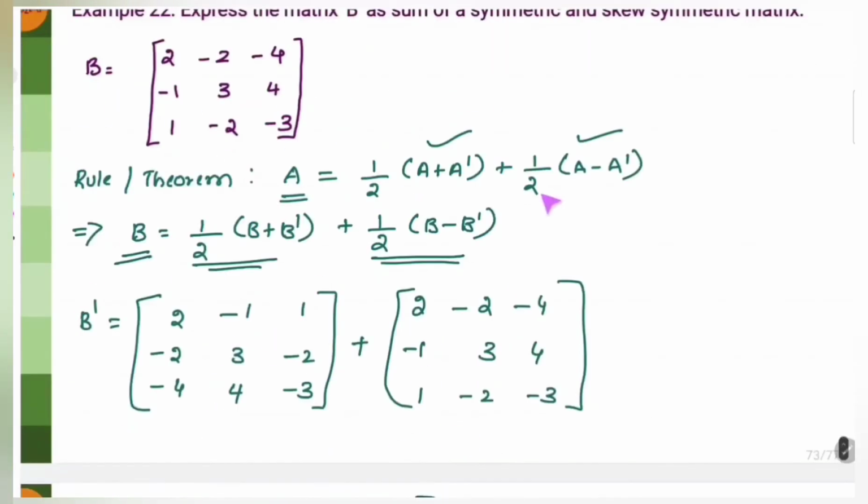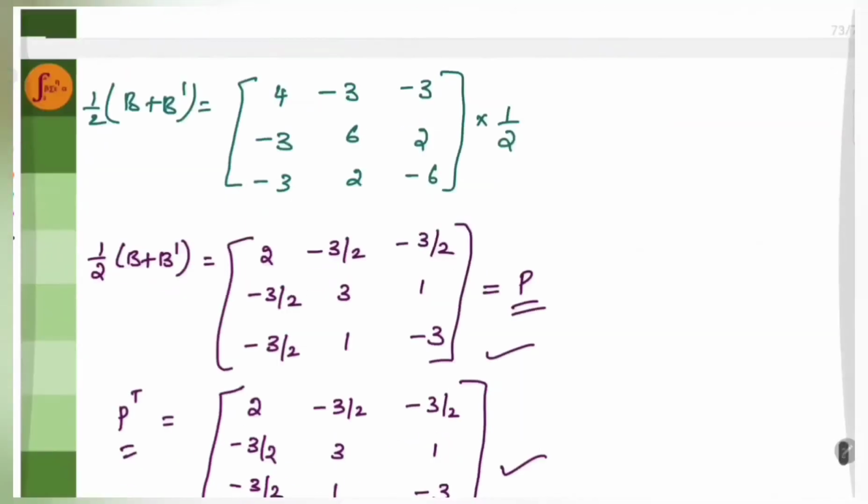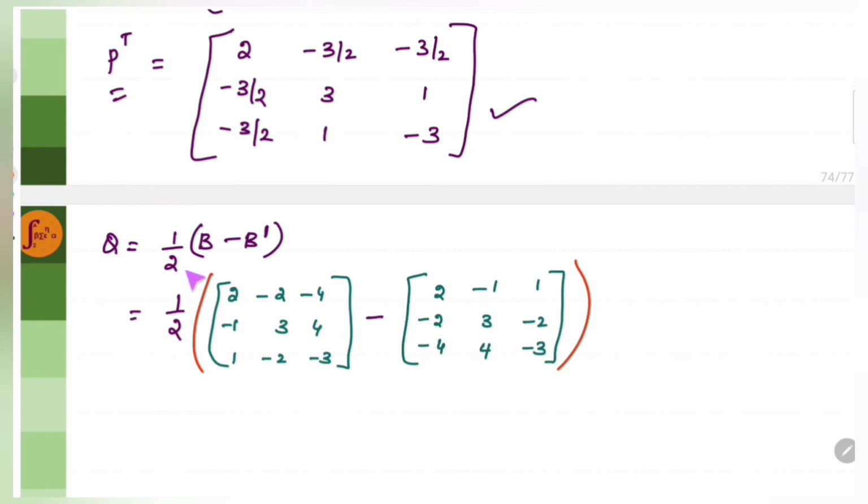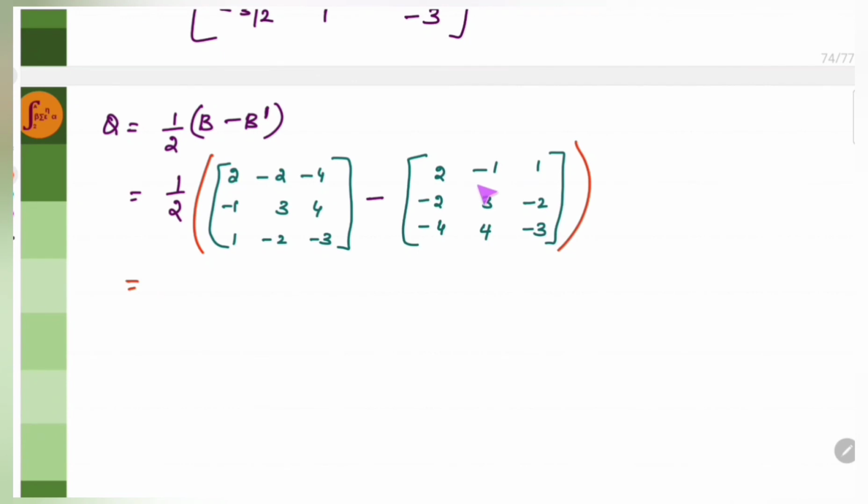Same thing we'll do with this one, half into (B minus B transpose). Let's say Q is equal to half into (B minus B transpose), right? Just to make it simple, let's call this matrix Q. So let's substitute now half, and we'll take matrix B, subtract the transpose of matrix B. We had obtained the transpose of matrix B earlier, we'll just copy this here. Now we'll subtract. If you subtract, what are you going to get?